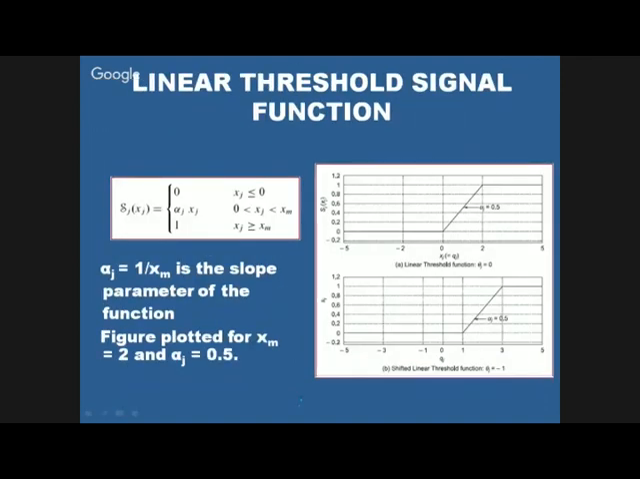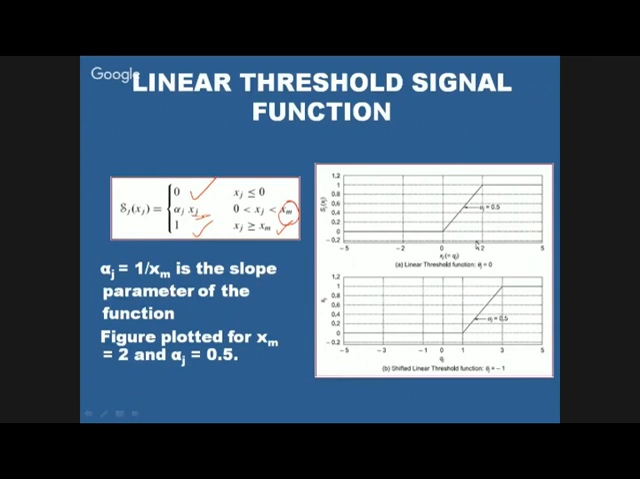Another is your linear threshold function. By linear, you only need to know that it is the linear increment of the signal. As I have shown here, this is the function. If it is less than or equal to 0, then it will be 0. If it is between 0 and xm, there is some threshold xm, so from 0 to xm we are getting the linear value, that is alpha j into xj. And if it is greater than or equal to xm, then we are getting 1.